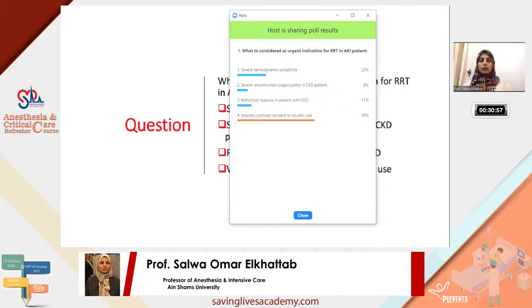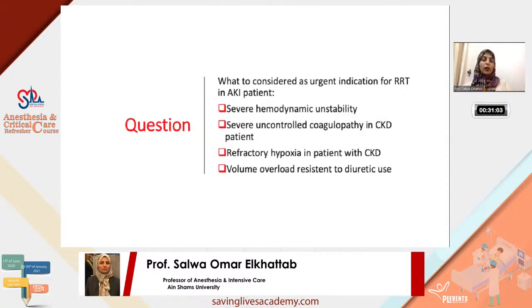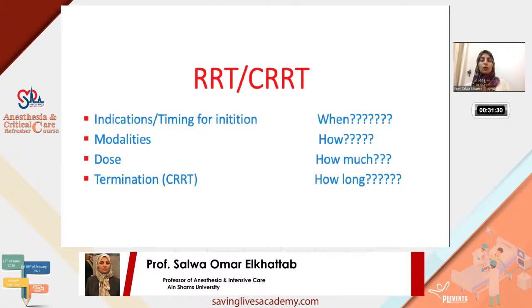Yes, hemodynamic instability might delay going to RRT. Coagulopathy might be a pushing cause to go for dialysis, but we can infuse more plasma and other coagulation factors, so it's not an emergency indication. But volume overload which no longer responds to diuretics is a real indication for urgent RRT. So if we are not happy with the conservative management of acute kidney injury, we have to go for renal replacement therapy. And I am also putting a slide of continuous renal replacement therapy.